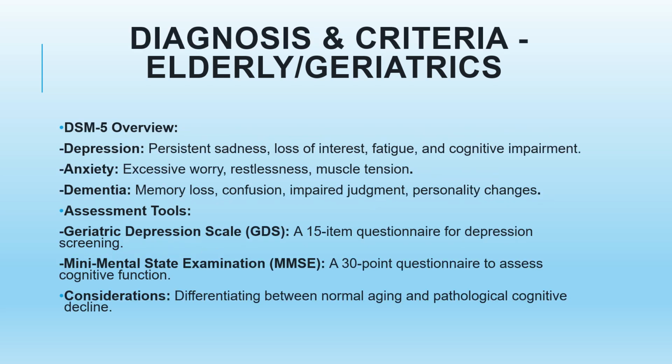When considering diagnosis and criteria for the DSM-5 overview, depression is persistent sadness, loss of interest, fatigue, and cognitive impairment. Anxiety is about their excessive worry, restlessness, and muscle tension. And with dementia, they have memory loss, confusion, impaired judgment, and personality changes.